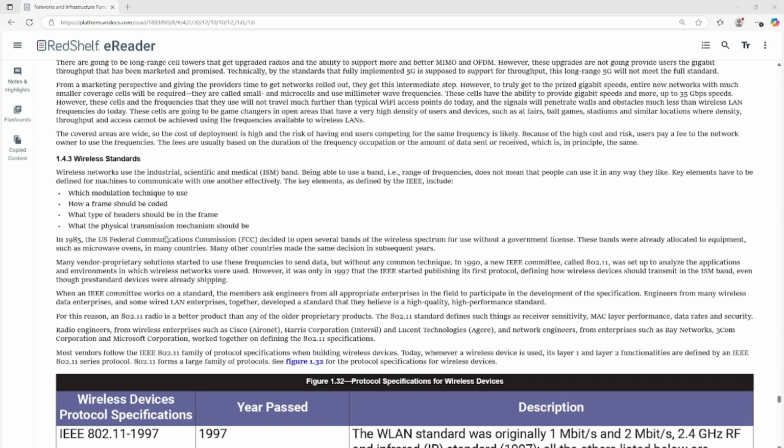There are key elements that must be defined when machines have to communicate with one another effectively. And these elements are defined by IEEE. They include the type of modulation technique to use. They define how a frame should be coded, what type of headers should be in the frame, and what the physical transmission mechanism should be.